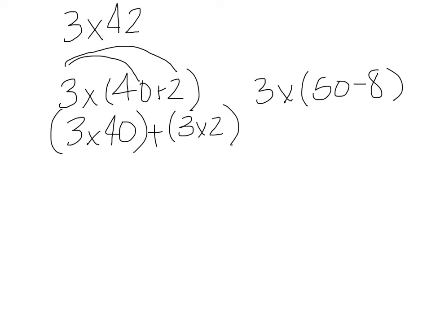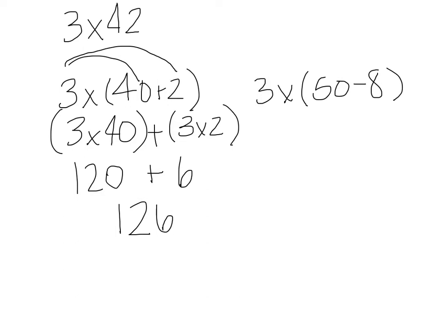So let's find our partial product. Well, I know that 3 times 4 is 12, and then I can add my 0 on the end, plus 3 times 2, which is 6. So when I add these two together, I get 126.